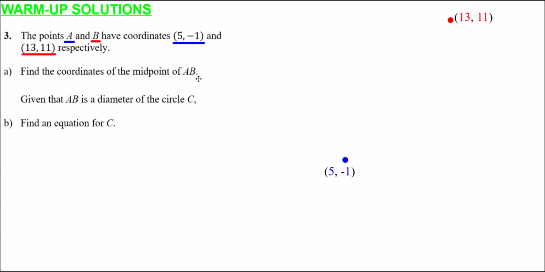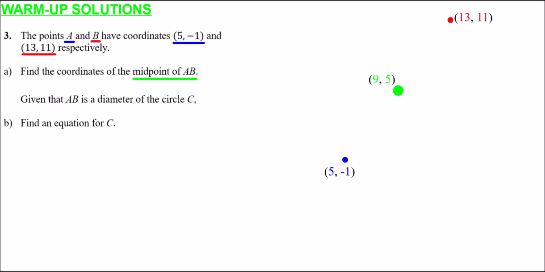Now the midpoint of A and B is found by averaging the x-coordinates of these 2 points together. That'll be the x-coordinate of the midpoint, and then we average the y-coordinates too. So 5 add 13 is 18, half of that will be 9. 11 add -1 is 10, half of that is 5. So the midpoint will be 9, 5. So the midpoint, which I'm going to add in green, will simply be the point 9, 5.